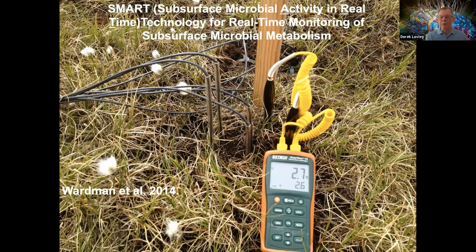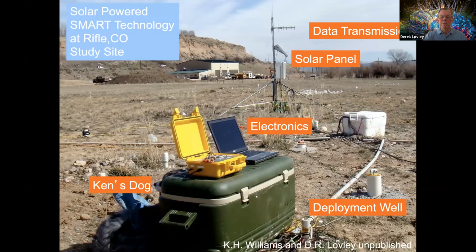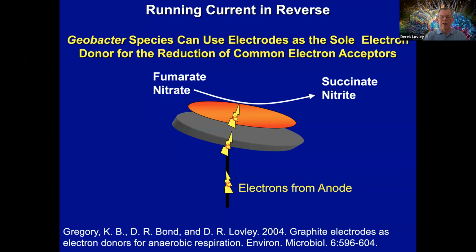We can monitor rates of microbial activity using these sensors or using this technology, because the amount of electricity you get is related to how fast microbes are metabolizing organic matter. So that works, and we've used that in some environments.